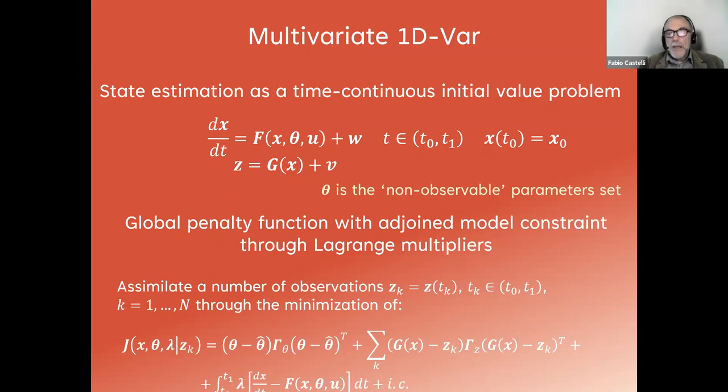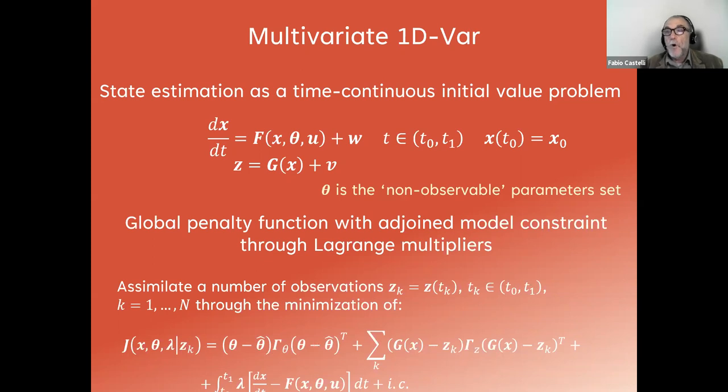again, we want to minimize a cost function that, first of all, as in the Tikhonov regularization, has both the misfit between the model prediction and the measurements, okay? And also the update on the priors of the model parameters.